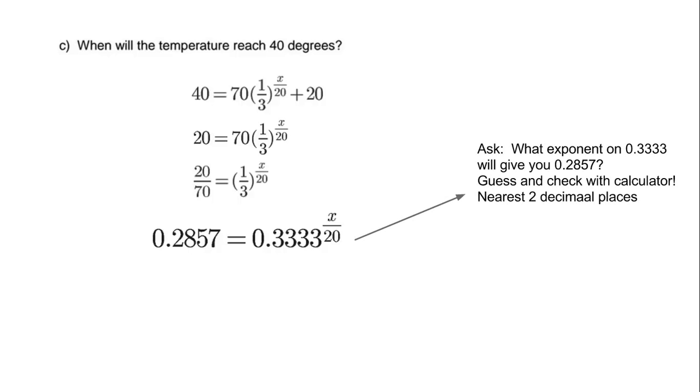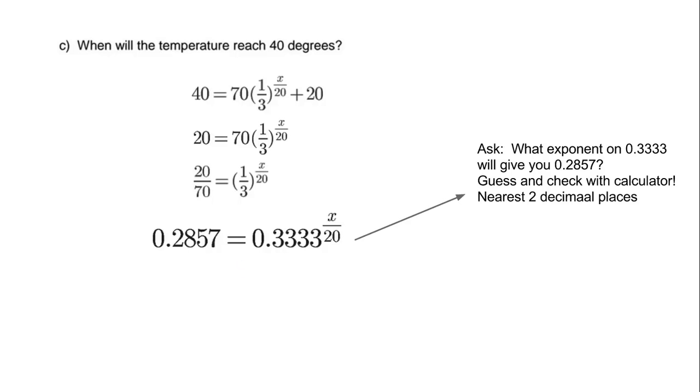This question, you really have to ask yourself, what exponent on 0.333 will give you 0.2857? And really, the only way we can do that right now, before you learn the method in advanced functions, is to do guess and check. I just keep going until the nearest two decimal places. With a base of 0.33, just keep plugging in exponents. Don't worry about the x over 20 right now. Just keep plugging in exponents until you get 0.2857.